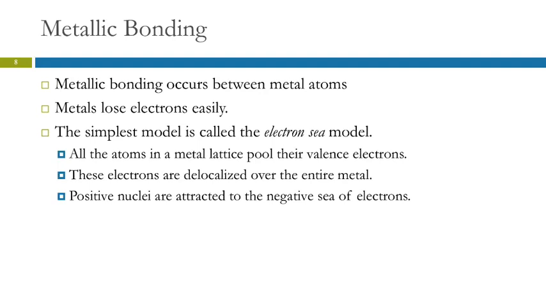The simplest model is called the electron sea model. So you think of all the metal atoms as going to pool their valence electrons. Like if you think about sodium, well, sodium has one valence electron. So each atom is going to contribute one valence electron to the pool, right? Those electrons then are delocalized over the entire metal. They're available to just swim around, and the positive nuclei are attracted to this negative sea of electrons, and that's what holds them together.